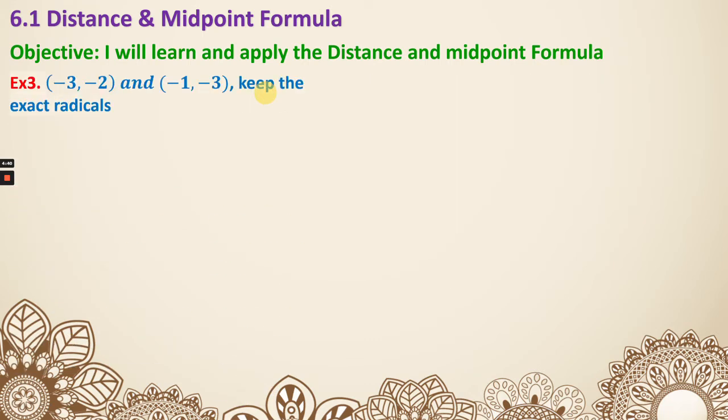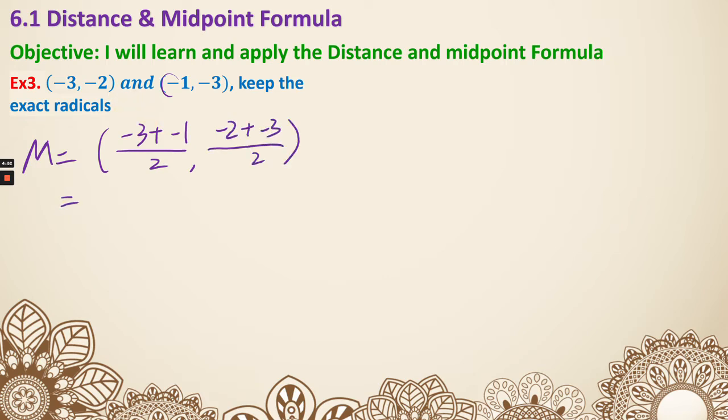Example 3, same idea. M, add the two points, -3 plus -1. See, again, I'm carrying the signs. And divided by 2. -2 plus -3 divided by 2. That is going to be -4 divided by 2, which is -2, and -5 divided by 2, which is -2.5.